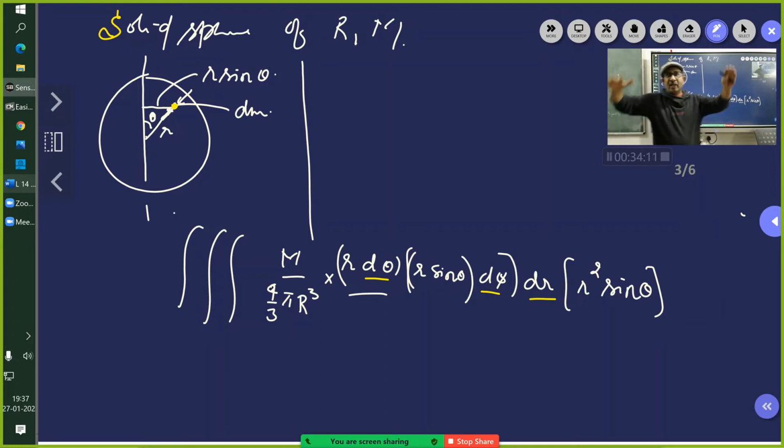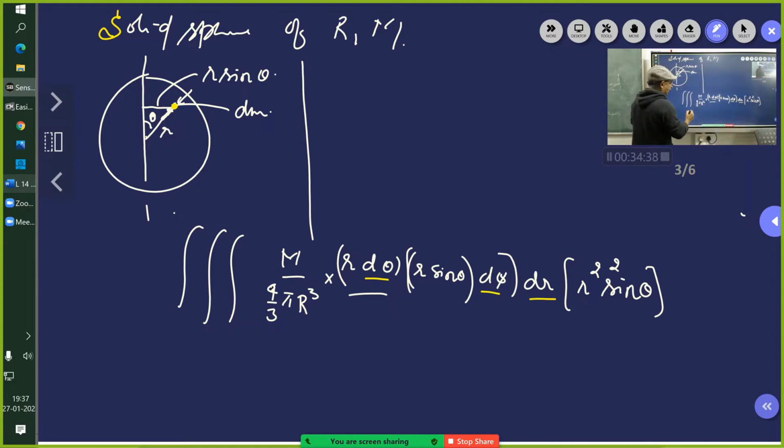See, now this is a sphere. I am looking at the small incremental volume here. From the center, it is at distance small r, and this is the axis. If this is r and this is theta, the distance from this axis will be r sin theta. Clear? Now here you see r square sin theta.